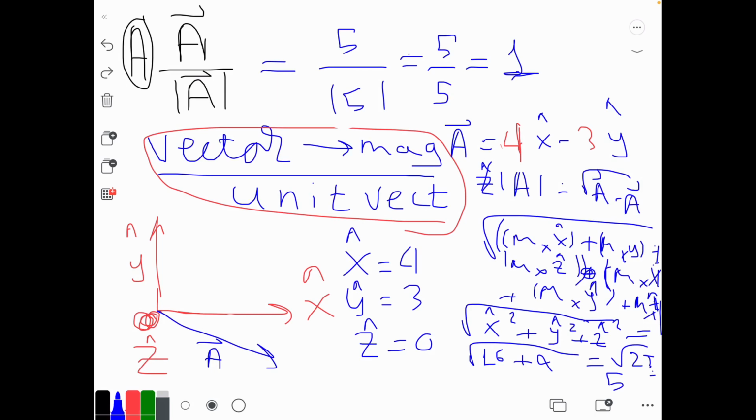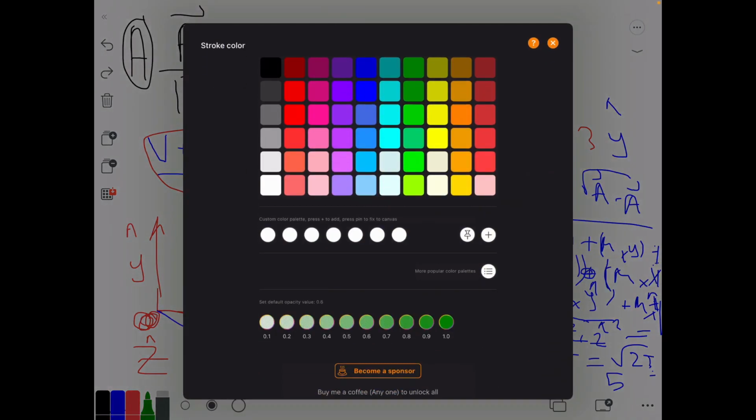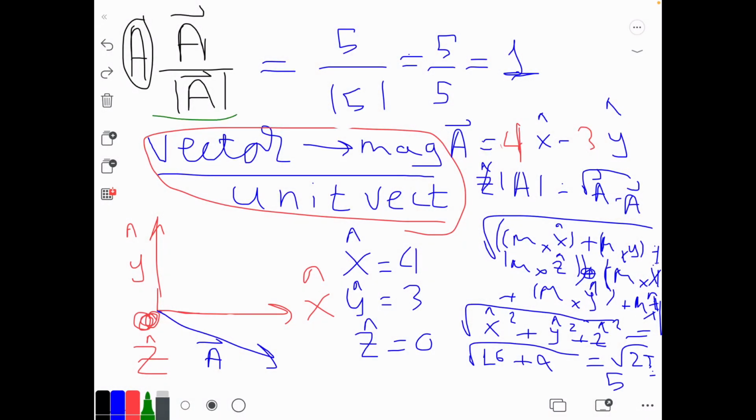So the first one we have is the vector A over the absolute value of vector A, and we are trying to get what they ask us for. They want us to find out whether these are unit vectors, and there's some stuff that I have to go over with you guys before we begin.